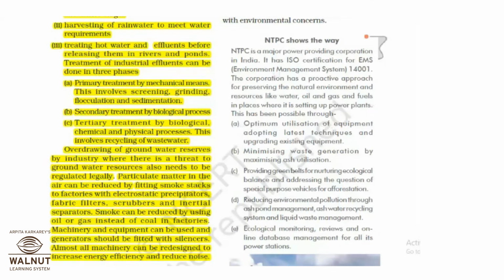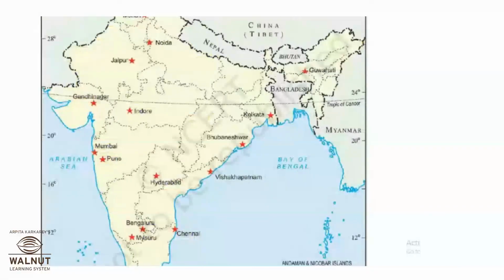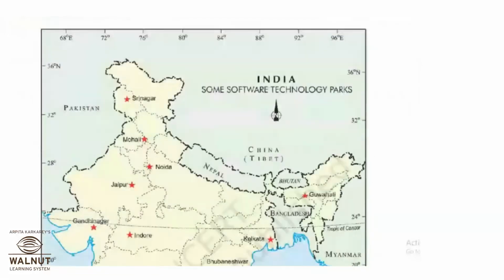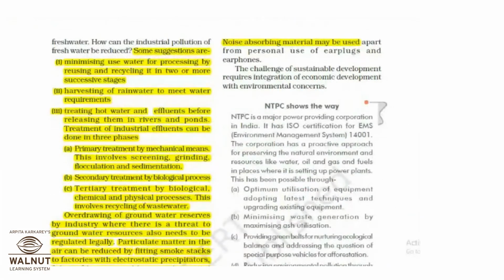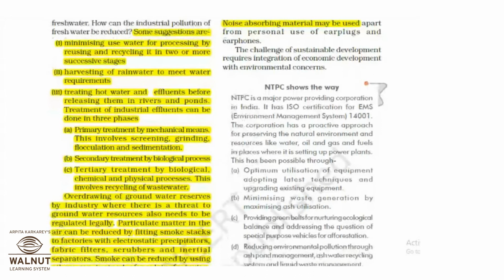So it's a 5-mark answer. Obviously, I'm talking of answer number 2. So you have to write 5 points. You can choose the points from here. Like, rainwater harvesting is one of the easiest points to remember. Correct?